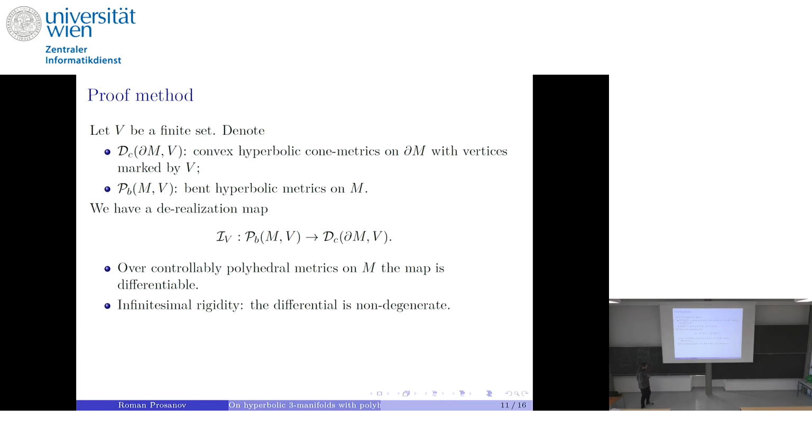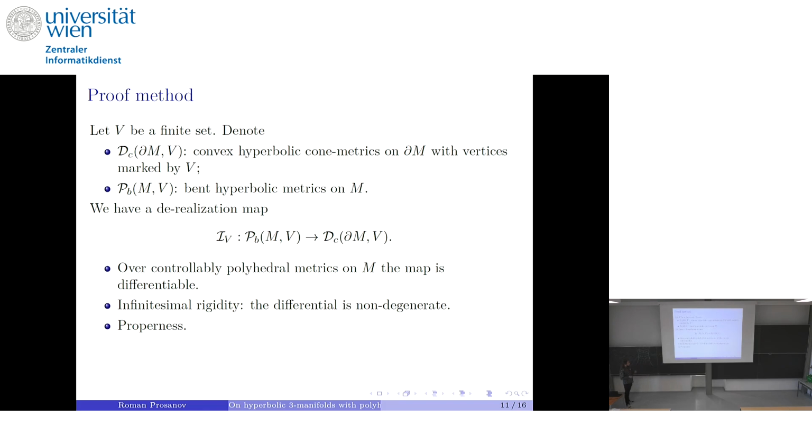It's a local homeomorphism, but I highlight that only on some subset of the thing. So only on the subset of controllably polyhedral metrics. Then we show that this map is proper. So if we knew that it's differentiable and the differential is non-degenerate everywhere, then it is known that this space is topologically a cell. So then it would be a homeomorphism.